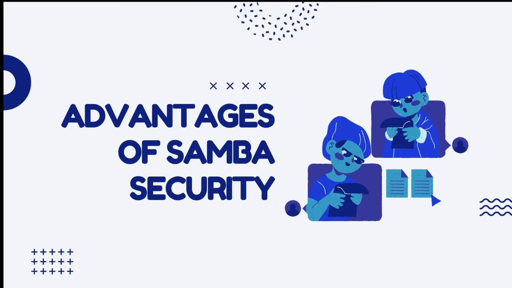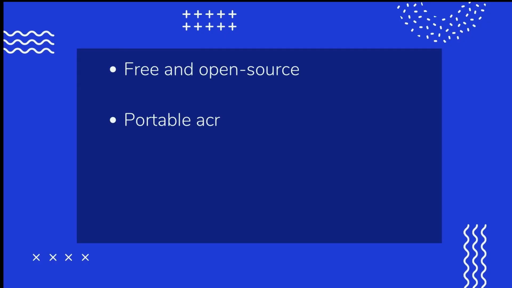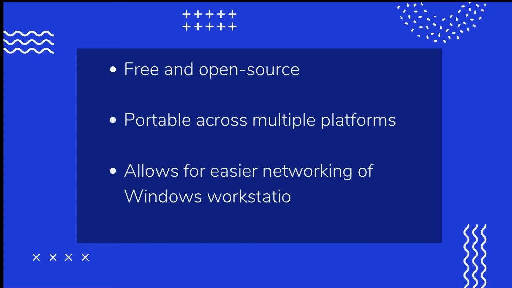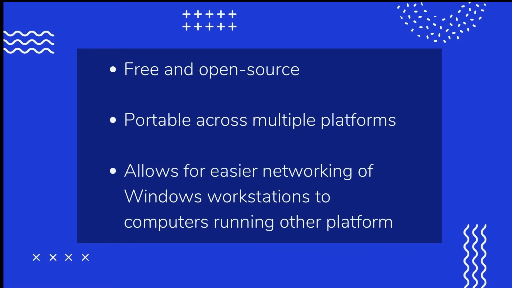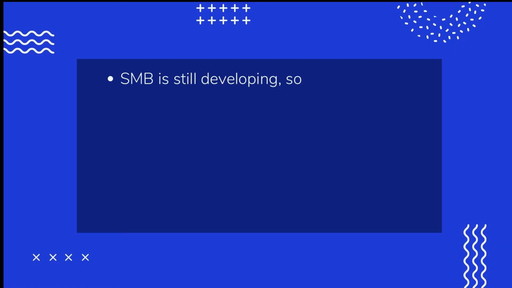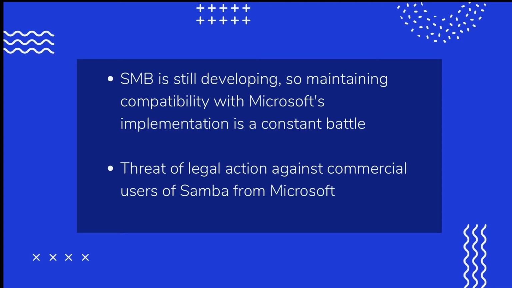Advantages of Samba Security. Free and open source, portable across multiple platforms, and allows for easier networking of Windows workstations to computers running other platforms. Disadvantages of Samba Security. SMB is still developing, so maintaining compatibility with Microsoft's implementation is a constant battle, and there is the threat of legal action against commercial users of Samba from Microsoft.